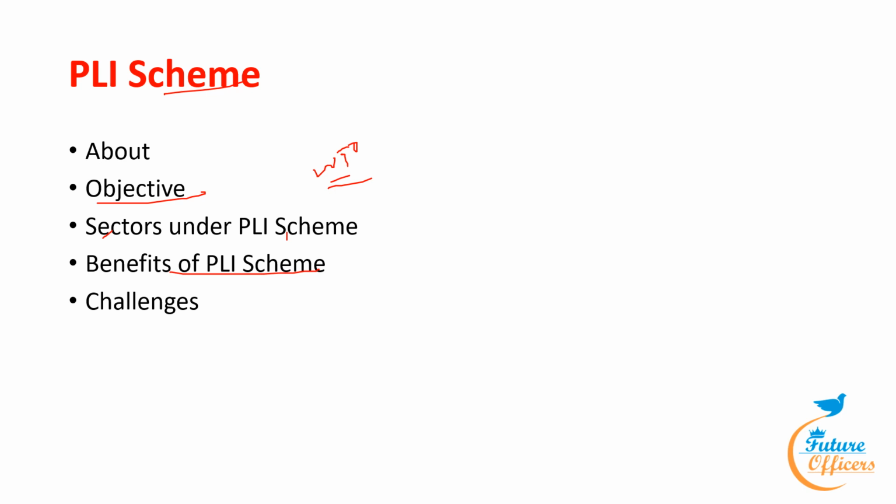Now, what are all the challenges faced by this scheme? Out of the 14 eligible sectors, only 2 or 3 were likely to meet their first year targets under this Production Linked Incentive scheme. There is no common set of parameters to understand the value added by companies that have received or are likely to receive incentives under this scheme.